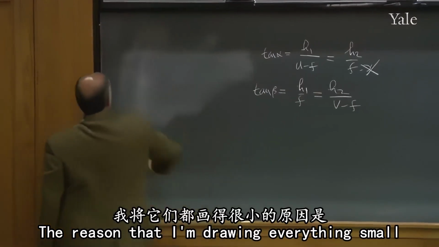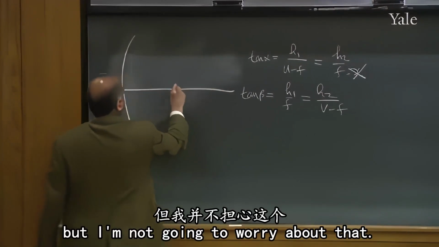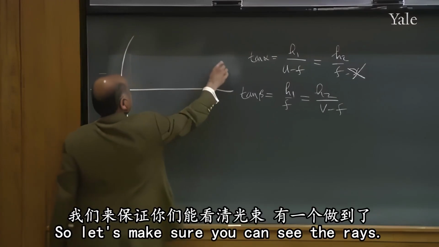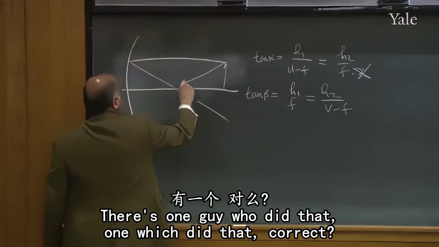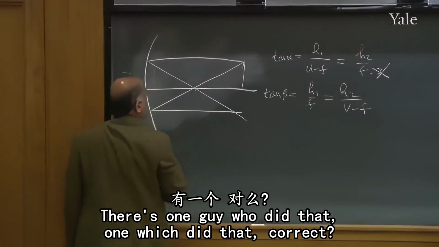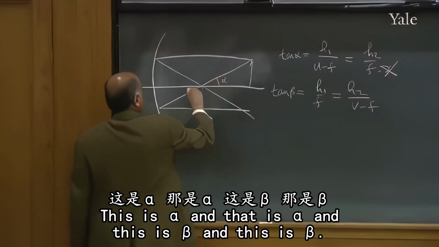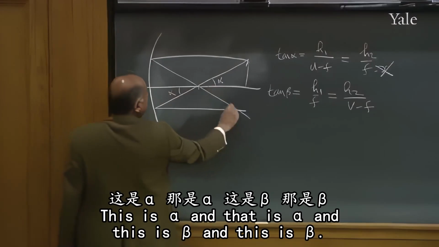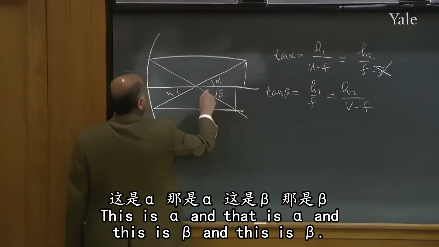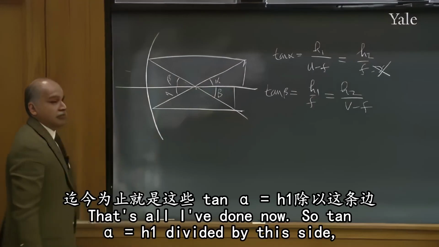The reason I'm drawing everything small is that I don't want the rays to go too far up the axis, but I'm not going to worry about that now. So let's make sure you can see the rays. That's one guy who did that, one which did that, correct? This is alpha, and that is alpha. And this is beta, and this is beta. That's all I've done now.